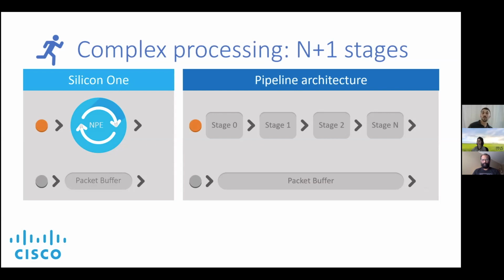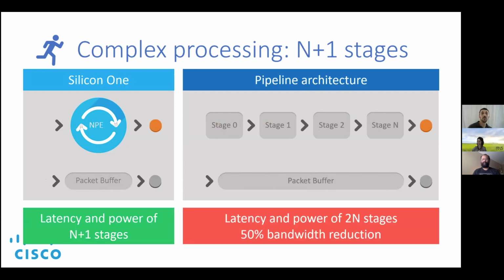Another example is when we have n+1 stages. Imagine that you designed a device for, let's say, VXLAN bridging, and someone wants to add routing. They want another stage, routing above VXLAN. In the Silicon One architecture, the +1 is simply another cycle through the NPU. In the pipeline architecture, we actually have the latency of 2n stages, and many architectures do a full recycle, so we get a 50% bandwidth reduction. In a run-to-complete device, the only hit is PPS. Okay, and again, it's at the ratio of 1/(n+1).